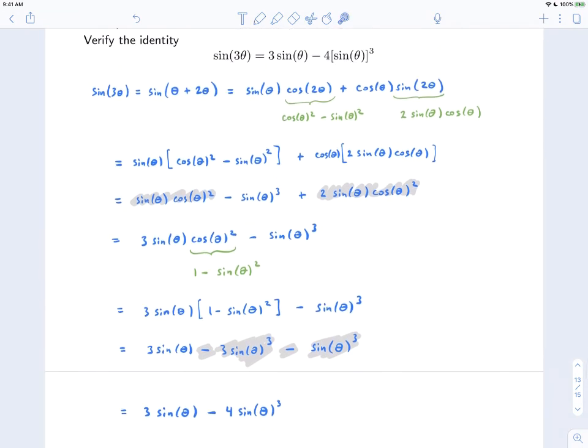We wanted to show that sine of 3 theta was equal to 3 times sine theta minus 4 times sine theta cubed, which is right there. And that's what we've shown.